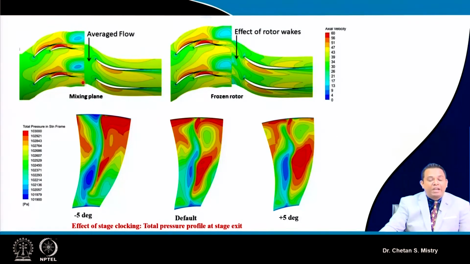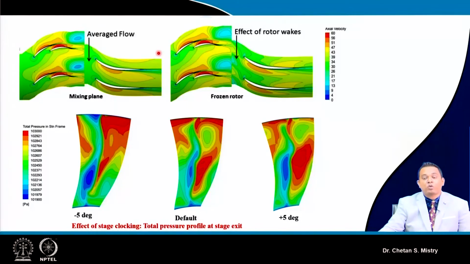near the interface plane, and that average value is transferred to the next stator. So when we are using this kind of approach, we are unable to understand how my wake will be impacting the downstream stator. Okay, and that study is very important for us.